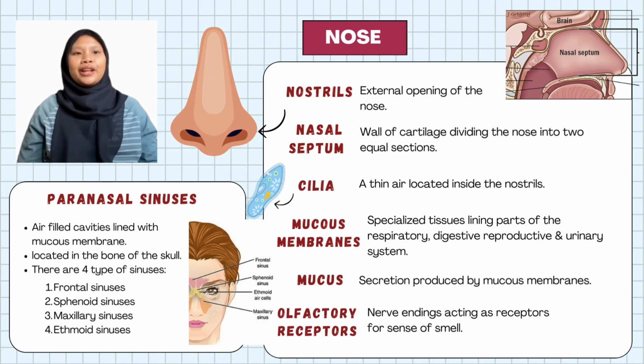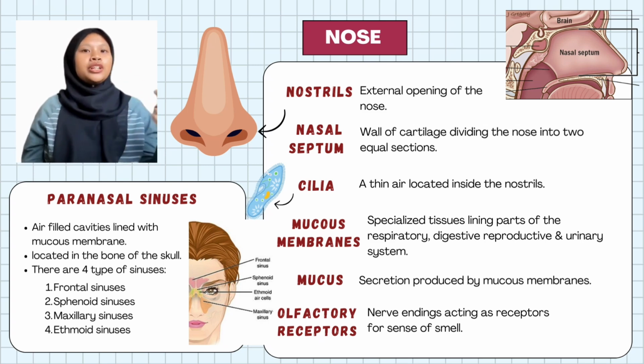Alright, hi, Assalamualaikum. My name is AMIRAH NAJIHAH and I'm going to talk about the upper tract of the respiratory system. Now let's start. The first part is the nose. The air enters the body through the nose and passes through the nasal cavity, which is the interior portion of the nose.